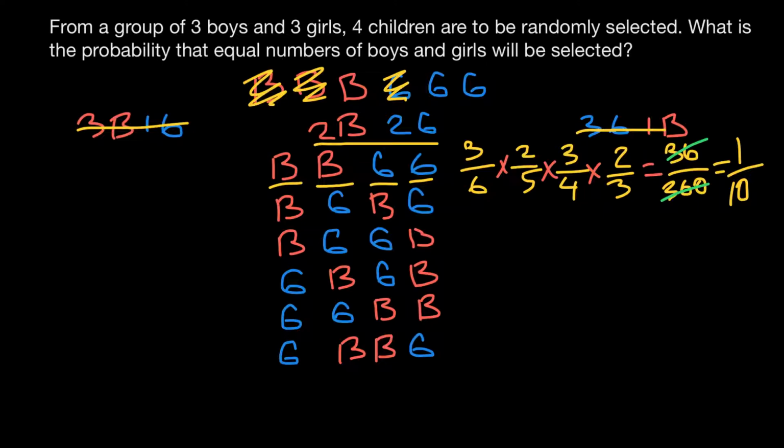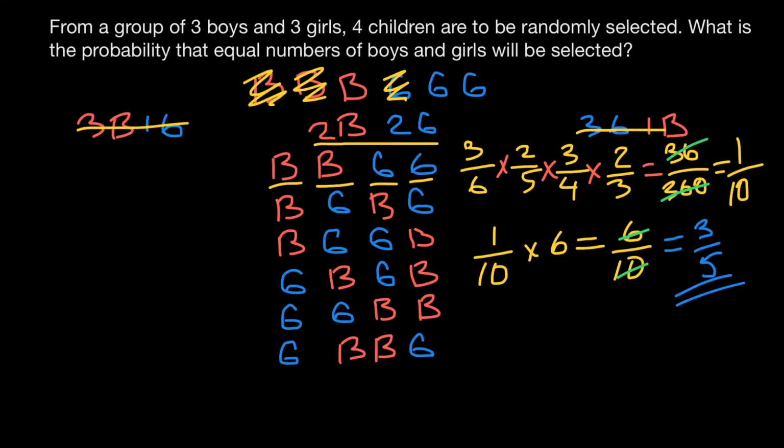That means that we have to multiply 1/10 by 6. And we are going to get 6 over 10. Again, we can reduce both numerator and denominator. We can divide by 2. And our final answer is going to be 3/5. And this is going to be our final answer.